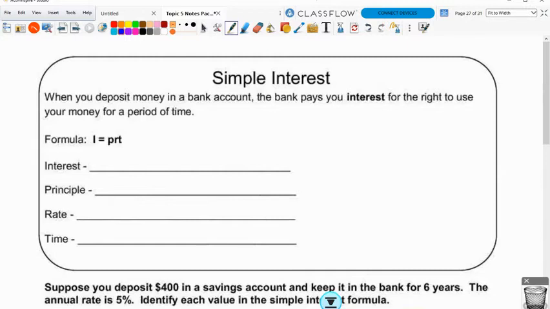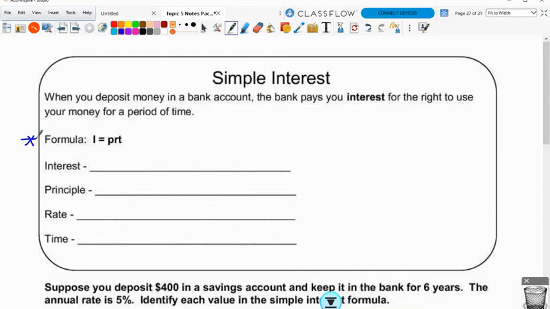The formula that we're going to use says I equals PRT. This is a different formula from the ones that we've been working with, like part equals percent times whole or discount equals percent times original. This formula, I equals PRT, has 4 different components to it. I stands for the interest, P is the principal, R is the rate, and T is the time. And in the box, we're going to define what each one of those are.